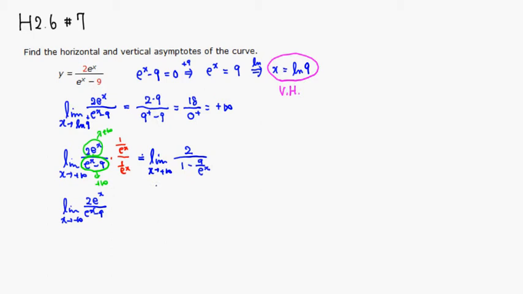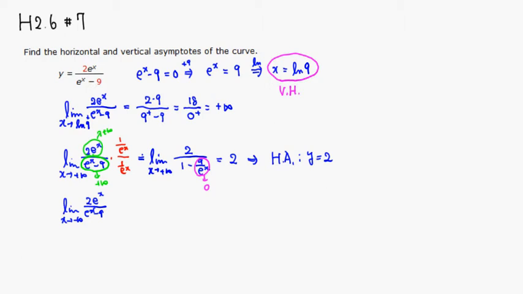This way, as x approaches positive infinity, e to the x is going to be big, so 9 divided by a really big number approaches 0. So you can see that this is equal to 2 over 1, which is 2. So this will give us a horizontal asymptote, which is y equals positive 2.